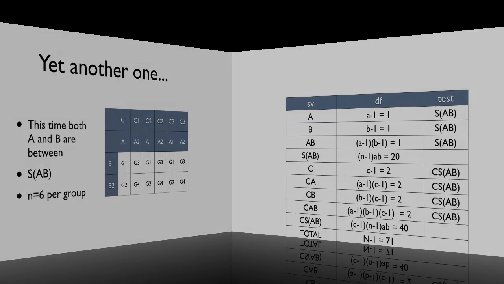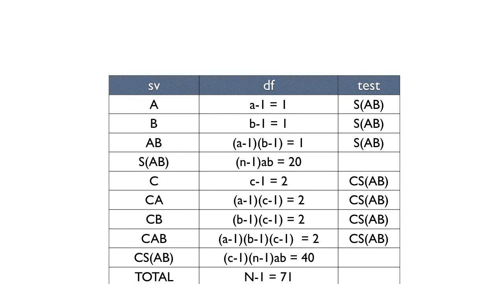Let's do this one. A, B, it doesn't matter, you can do B, A, I just did A. A, B, A by B, S within A, B. And then C, etc. And I cross them. And you can see what the test was by just taking a look and seeing what's below this that has it. So A and subjects. Oh, that would be the error term for A.